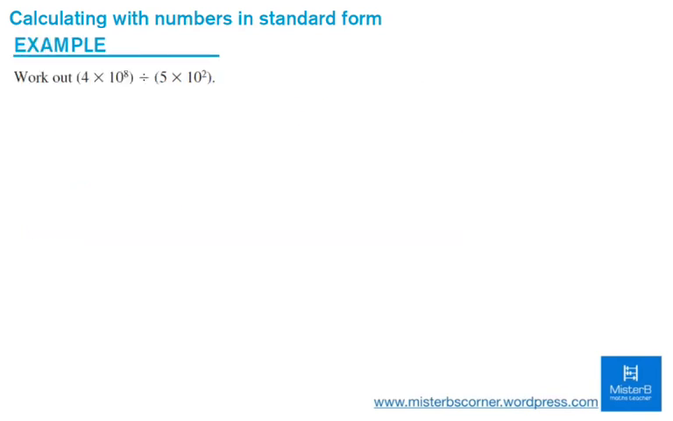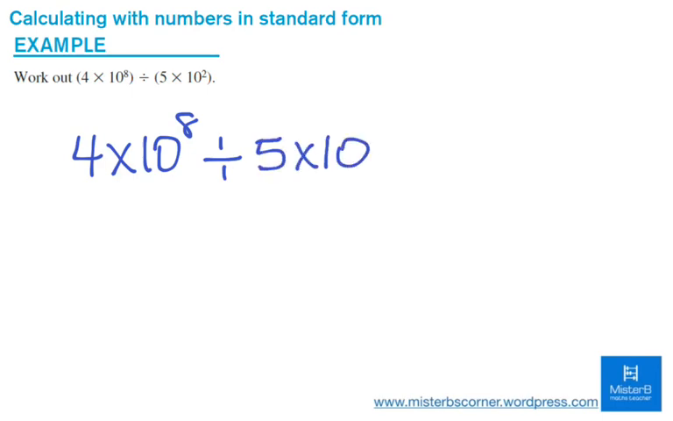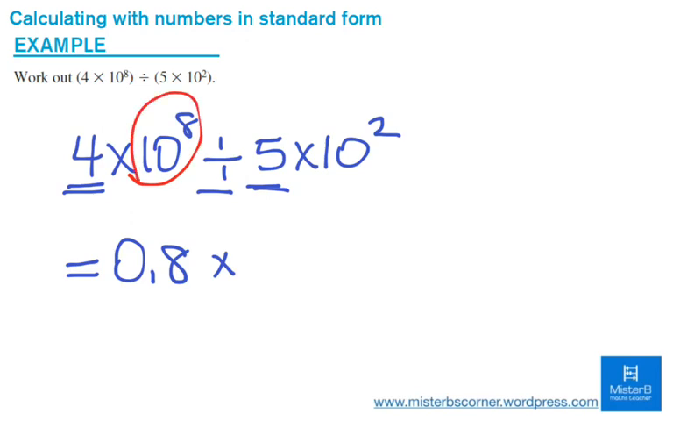As in multiplication, when it comes to division, you just consider numbers separately, powers of 10 separately. So basically, this means you can consider 4 divided by 5 separately, which you would end up with 0.8. And then you can deal with the powers of 10 separately. 10 to the power of 8 divided by 10 to the power of 2. So you take away the powers, you end up with 10 to the power of 6.